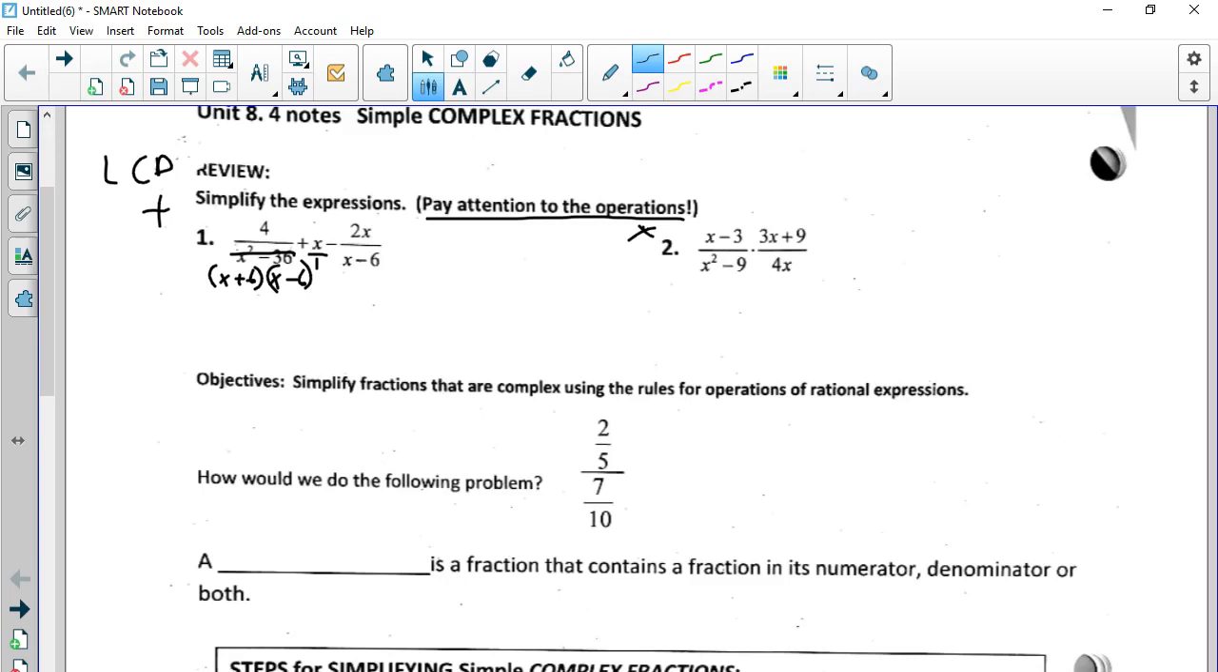So I need to multiply the top and bottom by x plus 6, x minus 6. Because remember, with an expression, you can only multiply by 1. So whatever you do to the top, you must do to the bottom, and vice versa.